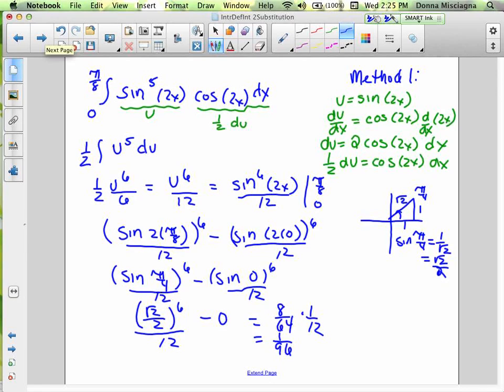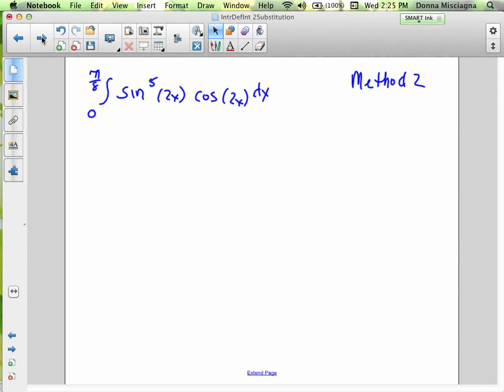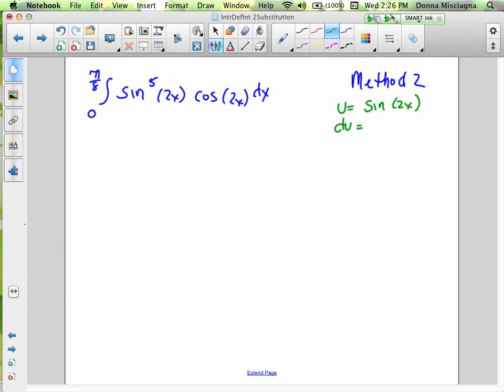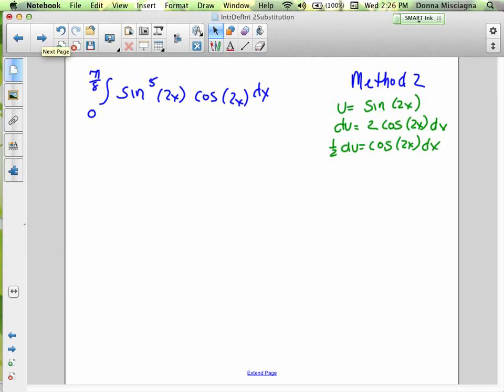All right. We're going to do the same thing, but this time we're not substituting back. We're going to change the limits of integration. All right, so we, of course, know that u is sine 2x. And du, remember we were missing the 1/2. So du equals 2 cosine 2x dx. We don't have the 2, so 1/2 du equals cosine 2x dx. All right, so now we're rewriting this. Before we do that, though, don't forget we're going to change our limits of integration.